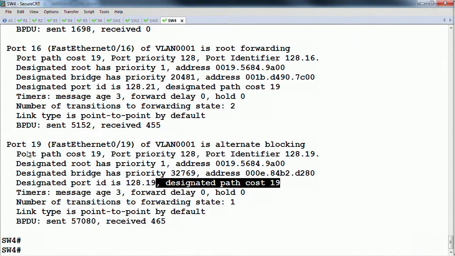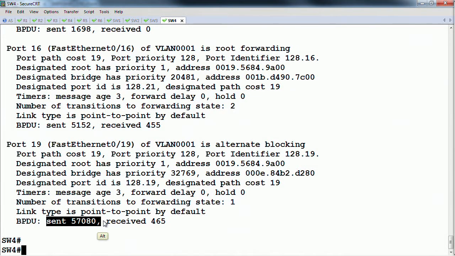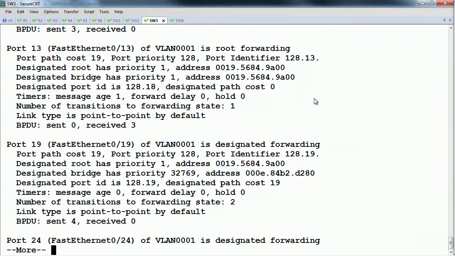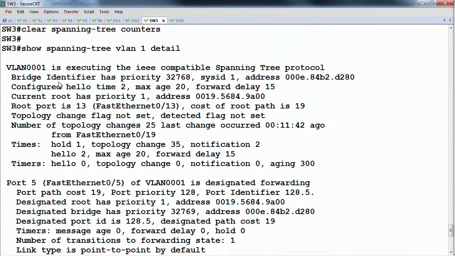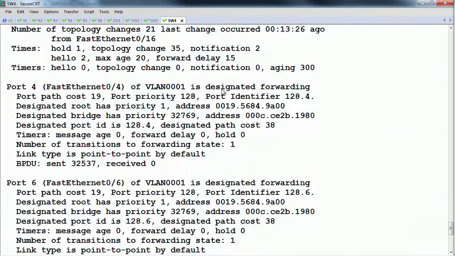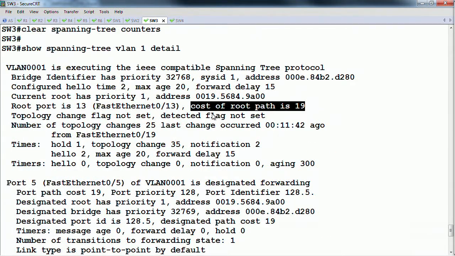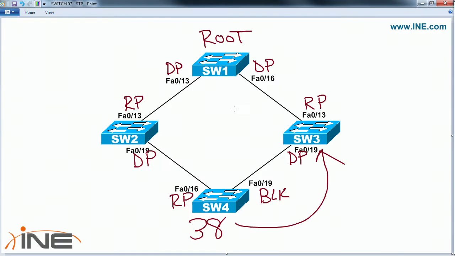So switch 4 is sending BPDUs to the device on the other end of the link. So it's sending these advertisements to switch 3 saying my cost is 38. When switch 3 looks at this, it says that my cost is 19. And we can see that at the top. It says that my root path cost is 19. Their root path cost was 38. It means that switch 3 is closer to the root bridge, which ultimately means that this is the designated port and this is the blocking port.